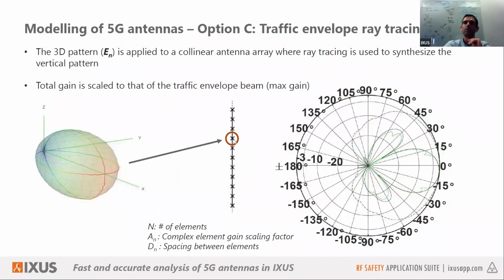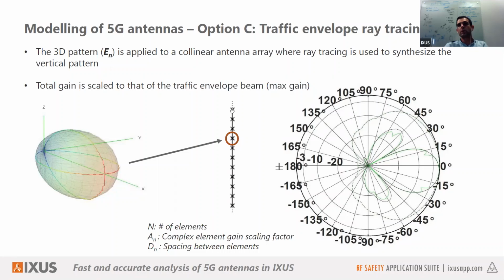So as most of you are probably asking at this point in time, how do you know how many elements? How do you know what the spacing is? And how do you know what the complex electrical phasing is, or the gain scaling, the amplitude of each of these elements? To answer that question, that is really the key step of the antenna modeling that we undergo in our company, where we synthesize the correct behavior that the antenna manufacturers supply us.